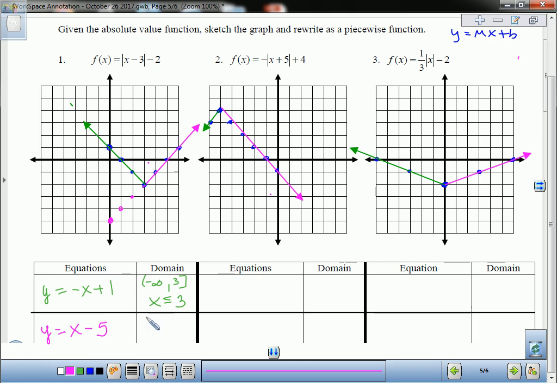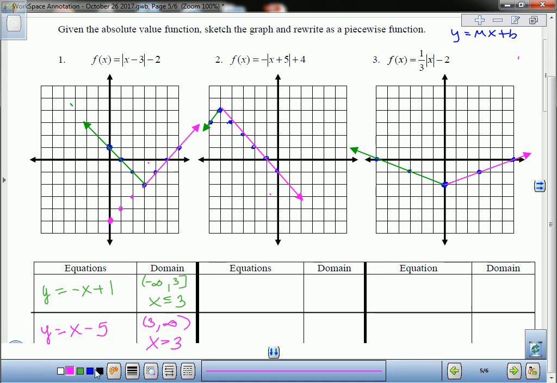Now, this domain starts at 3 and goes to positive infinity, or we could say x values that are greater than 3. If you'll notice, I chose to do the included value, the equal to value, on the left side and not for the right. You can make that choice. You just choose to do it on one side and not on both. So it's included on one and not on the other, and it doesn't matter which way we go with that.